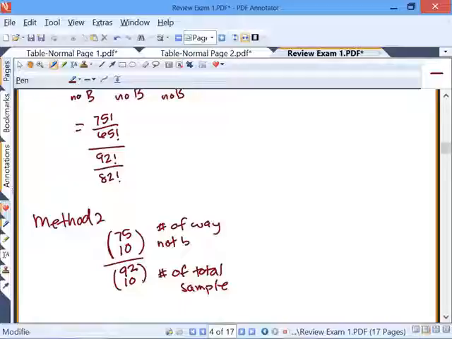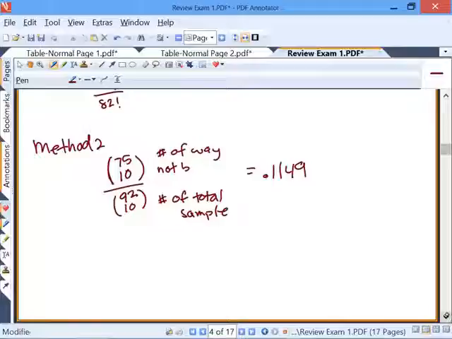So if I wanted to do it just this way, what's the total number of samples I could choose, and what was the number of ways to choose something that is not B? Number of ways to choose something that's not B over the number of total samples. So hopefully I can put this in my calculator. Okay, and it will actually give me an answer. It gives me 0.1149. So this was using the combination.